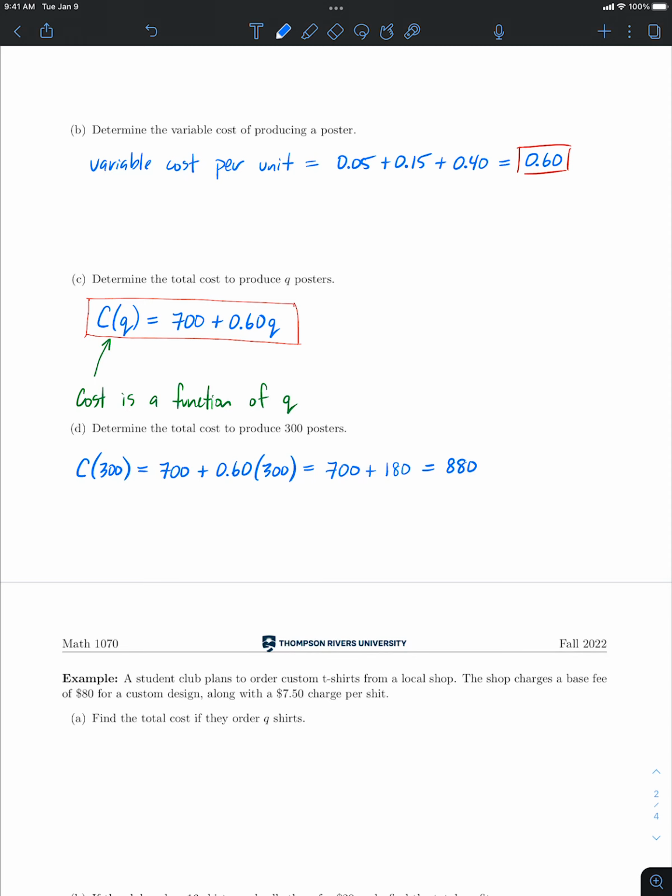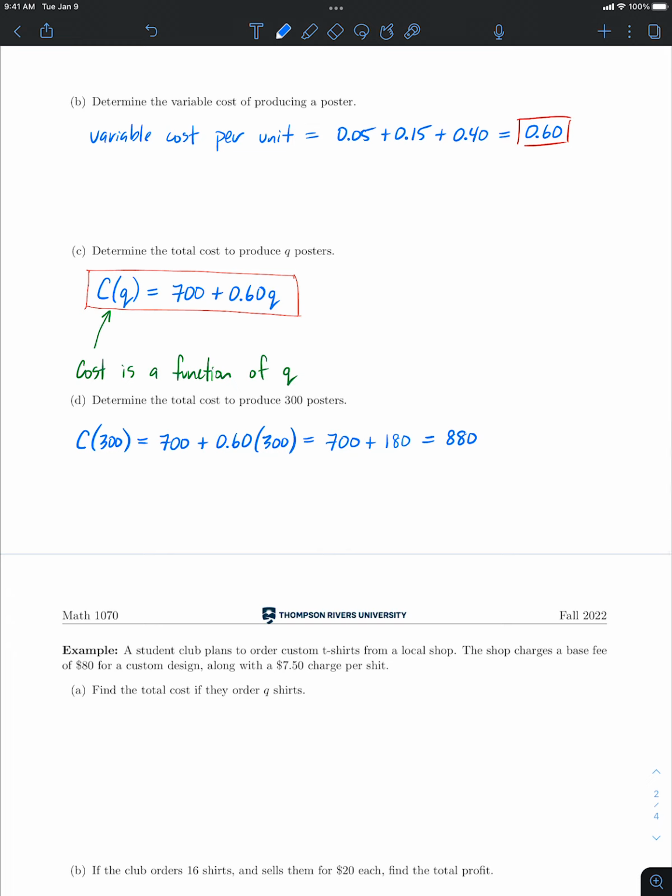So let's answer this in a sentence. So the total cost to produce 300 posters is $880. Now, I didn't leave myself enough room here.